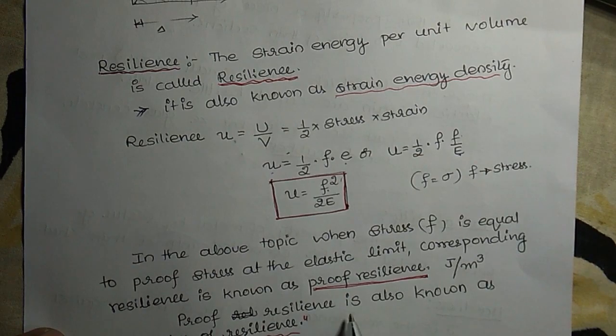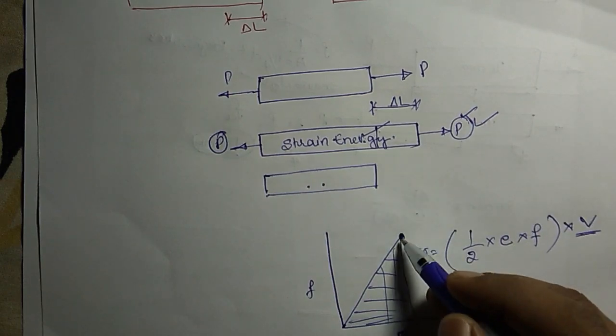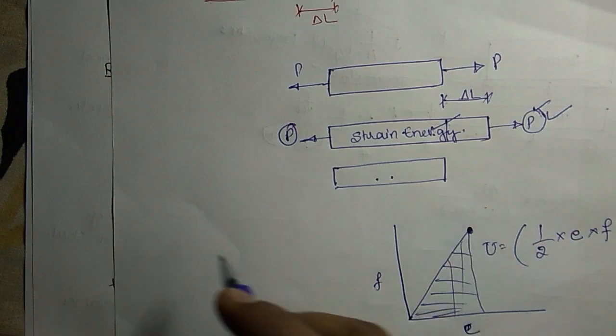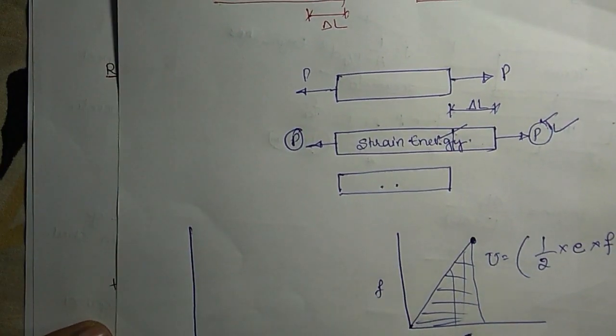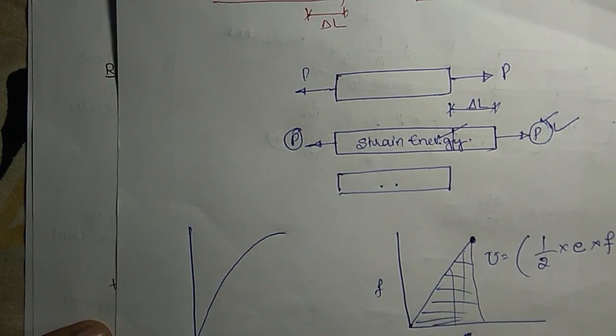Proof resilience is also known as modulus of resilience. The meaning is very simple. If you do this in the case of cast iron or something similar, for example, the stress strain diagram for cast iron will be something like this.